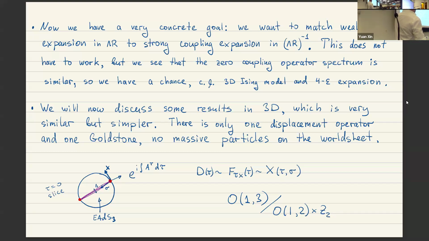Okay, and now I switch to the discussion in 3 dimensions, which is similar, but a bit simpler. So I only have one displacement operator, no massive particles on the world sheet, and the symmetry coset is like this, okay? Basically, the philosophy here is that I'm going to make an expansion around weak coupling. That's some sort of analog of the 4 minus epsilon expansion at the Wilson-Fisher fixed point, right? So I want to go to some order 1 coupling, and it's not guaranteed to work, but we know that sometimes this works. So let's see how well we expect it to work.